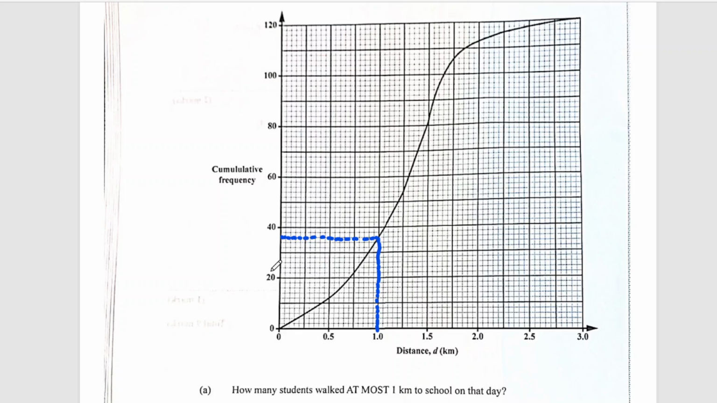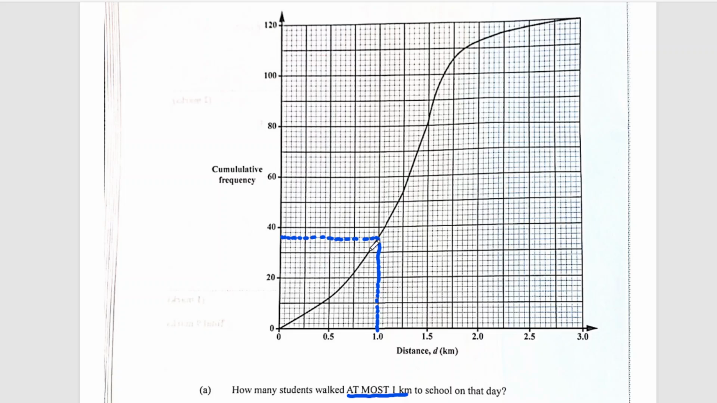And in this direction, in your y-axis, between 0 and 20, we have 10 blocks. So 20 divided by 10 is 2. So each of these small blocks in your y-axis here is 2. So 2, 4, 6, 8, 10, 12, and so on, right? Okay, good. So here they ask how many students walk at most. So at most means that is the maximum the students walk. So they walk 1 kilometer or less.